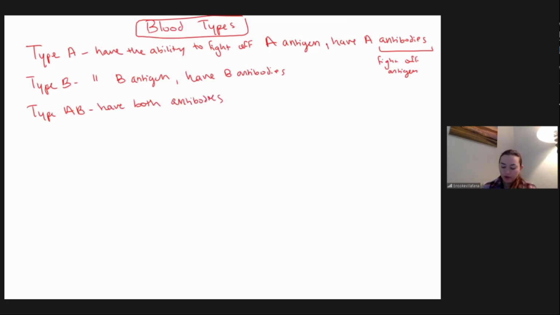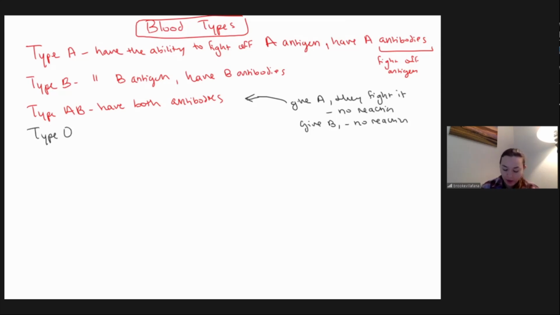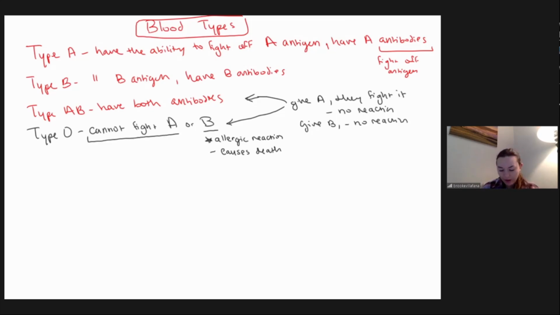All right, so if I give this patient A, they can fight it. This means that they won't have a reaction, no reaction. If I give them B, they have no reaction. Does that make sense? They can fight both A and B. Okay, what about if we have type O? Type O cannot fight A or B. So if I give this person A, they will have basically an extreme anaphylactic allergic reaction. This can very quickly cause death. It doesn't always cause death, but it can if we give them the wrong blood type because they cannot fight A or B.